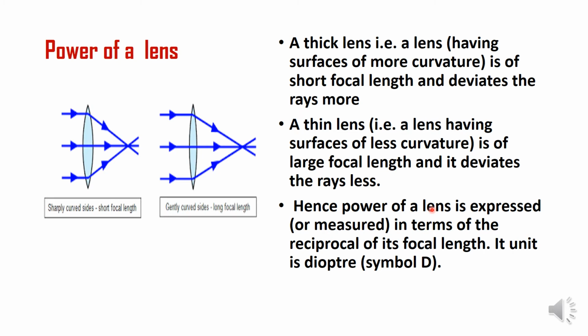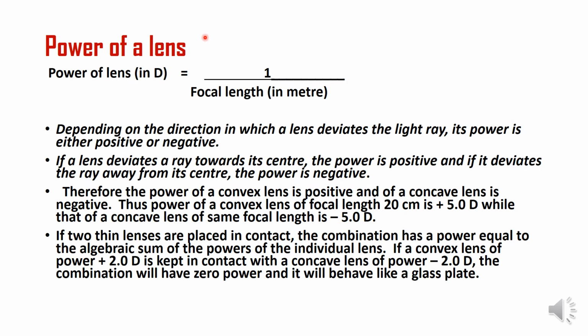So what is the unit in which power is measured? It is measured in diopters. Okay, so we see here power of a lens. Power of a lens in diopter is equal to 1 by focal length, so reciprocal of focal length in meter. This is very important actually, that whenever you write the focal length in this formula, it should always be in meter. Okay, so that then you will not make any mistake. So remember the formula for power of lens, 1 by focal length in meter.